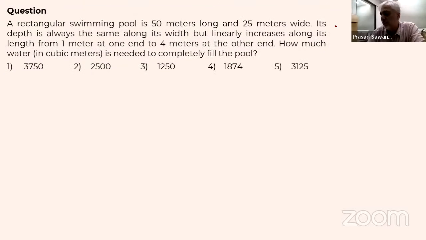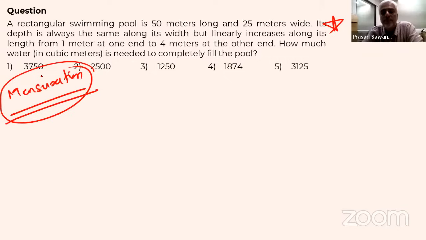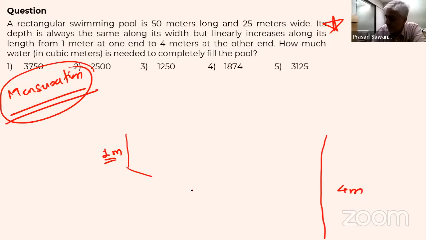Okay, nice question. Geometry, mensuration. Looks difficult, but is very standard if you understand well. Now, let's understand this. A rectangular swimming pool is 50 meters long and 25 meters wide. Its depth is always same along its width, but linearly increases along its length from 1 meter to 4 meters. So at one stage, the depth is only 1 meter, and at one stage, the depth is 4 meters. This is how swimming pools are generally made.